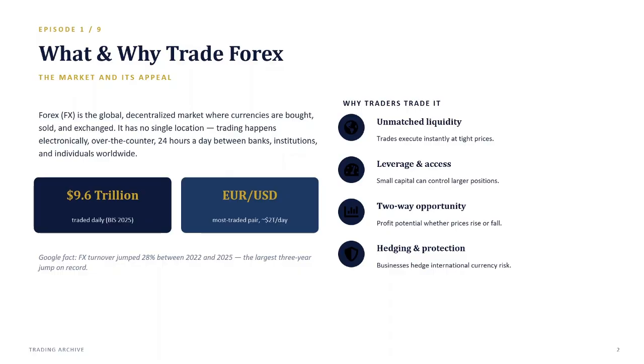And then we also have the hedging and protection. Businesses hedge international currency risk. Now, what do we mean by hedging? Hedging is literally like being against or protecting what you have. Now, when we say businesses hedge international currency risk, we're not talking about small businesses. We're talking about businesses like Apple. Imagine Apple, the one that makes your iPhones. Imagine Apple wants to export its iPhones to the UK.